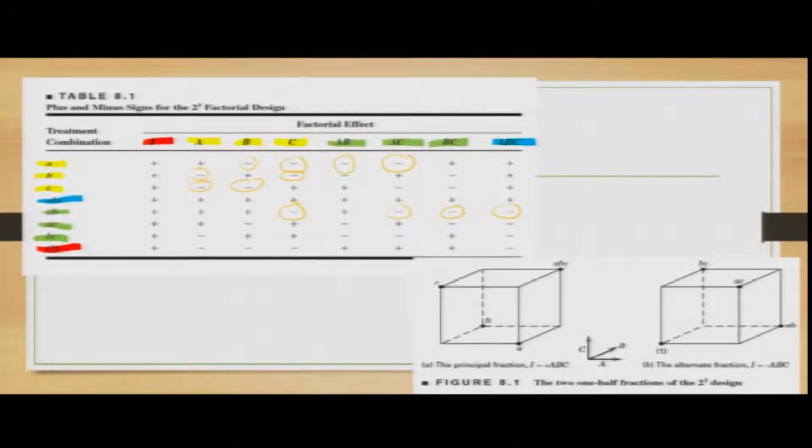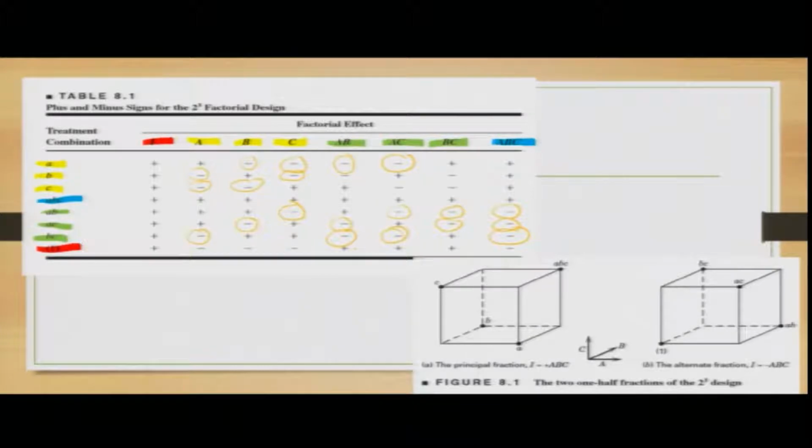Similarly, when I take AC, let us consider where the minuses are. For AC, AB is minus because there is no combination of C, BC is minus because there is no combination of A, and ABC is there because there is a combination effect of C which is coming. When I consider AC with B, it is minus. Similarly, for BC this will be minus, AB would be minus, AC would be minus, and ABC would be minus, and then you can find out the combinations of positive and negative.